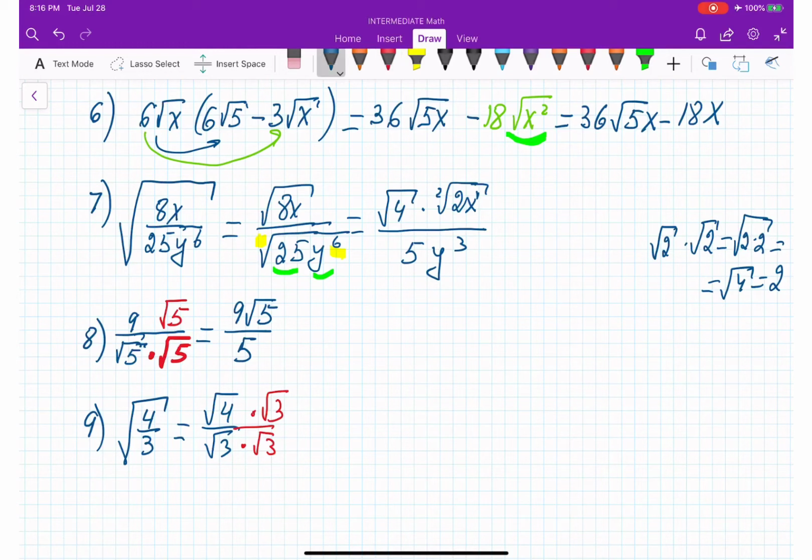And the answer is going to be square root 3 times square root 3 is going to be 3. On the top we will have square root 4. Actually, it's interesting, it's becoming 2. And square root 3 will stay under square root. Next one.